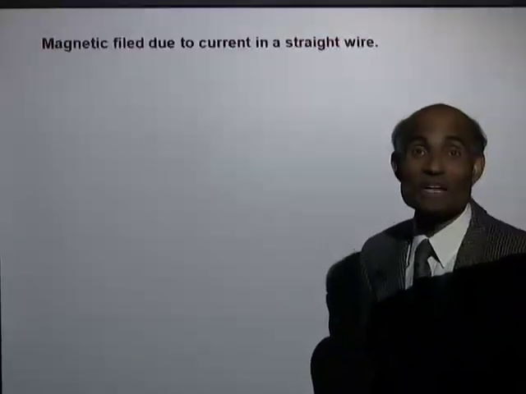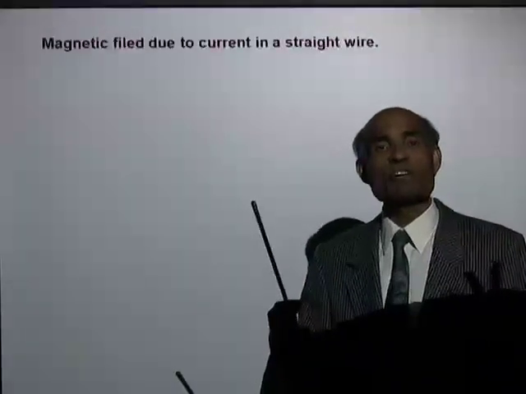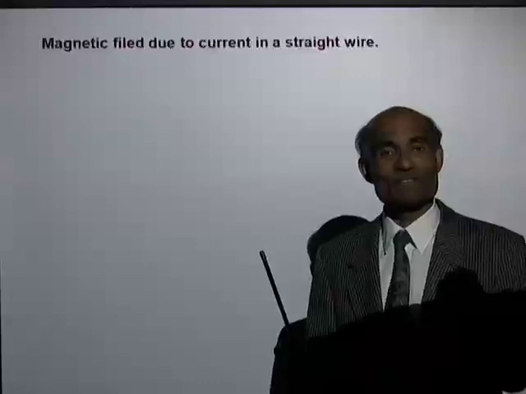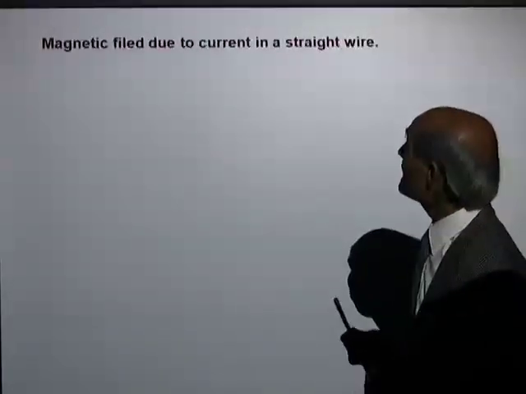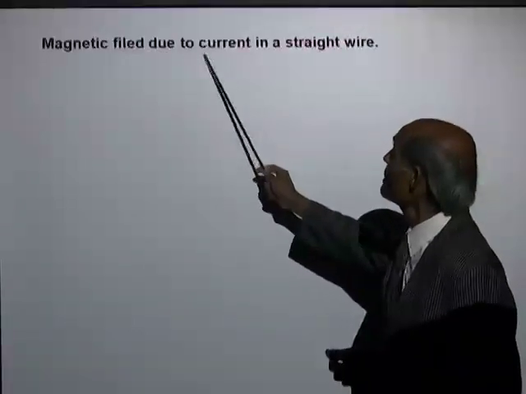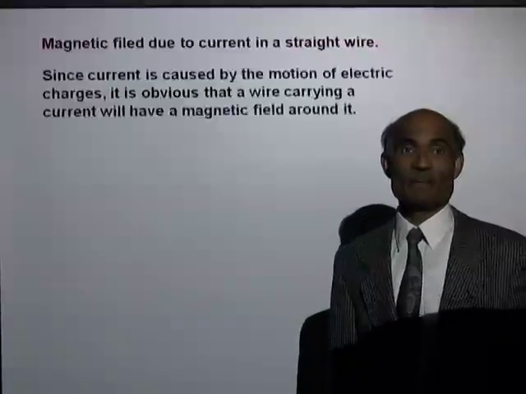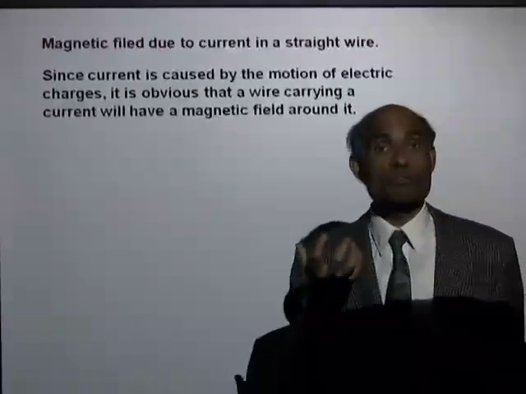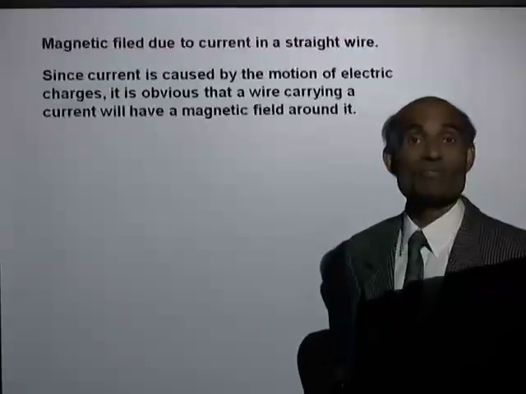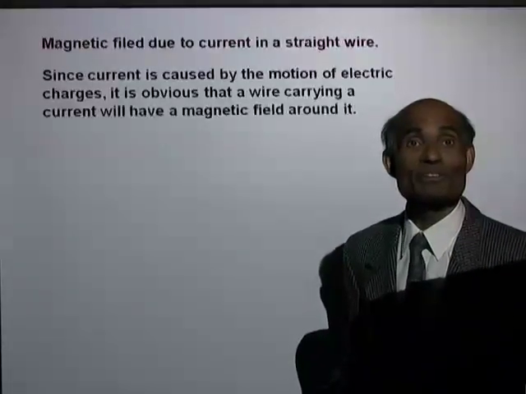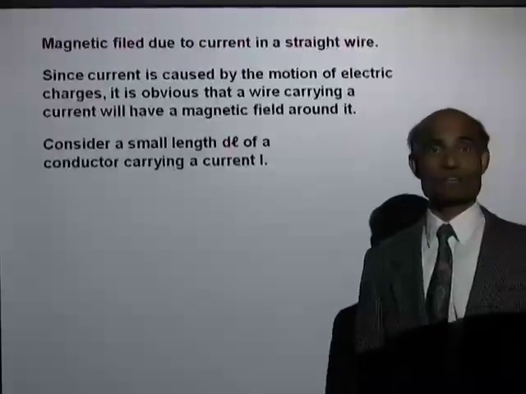Well, in the last lesson we discussed briefly about the magnetic field generated by an electric current. In this lesson we will make it more quantitative. We will obtain an expression for magnetic field due to current in a straight wire. Now, since current is caused by the motion of electric charges, it is obvious that if a wire is carrying a current, there will be a magnetic field around it. We saw that in the last class.